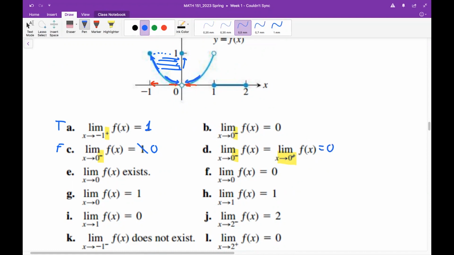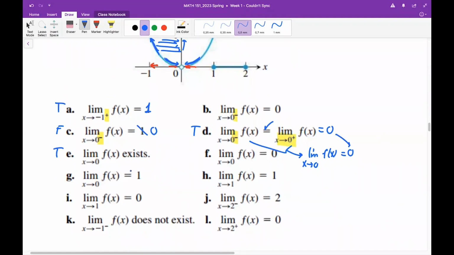That's 0. Left-hand side limit is 0. Right-hand side limit is 0. They are equal. So this is true. And if one-sided limits are equal, then you conclude that the limit of your function, without putting plus or minus, the overall limit, exists and it has this same value. So limit of f of x as x goes to 0 exists.